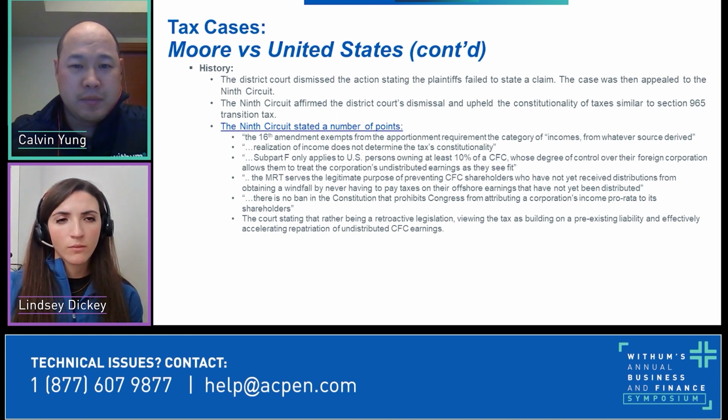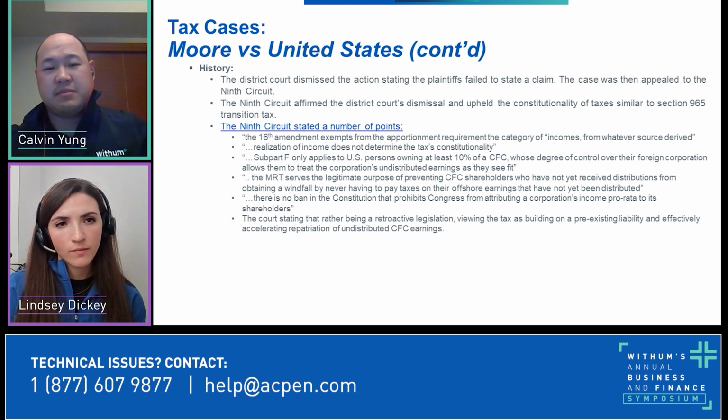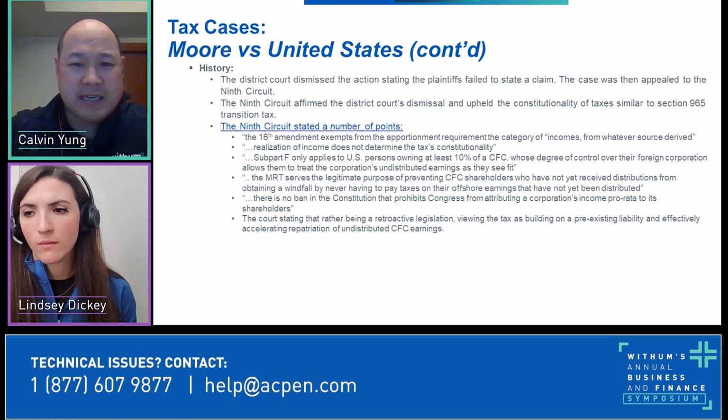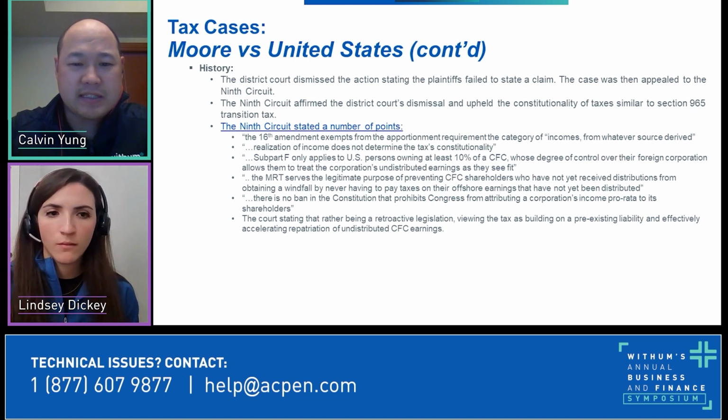One of the other pretty interesting statements here is that they mention that subpart F only applies to U.S. persons owning at least 10% of its CFC, whose degree of control over their foreign corporation allows them to treat the corporation's undistributed earnings as they see fit. The interesting thing about this statement is that they're saying a 10% owner in a CFC has the power to compel distributions from the CFC, which as a 10% shareholder, it's still a minority shareholder. So that alone doesn't give that minority shareholder the power to compel distributions. So that's an interesting statement that they mentioned in the case.